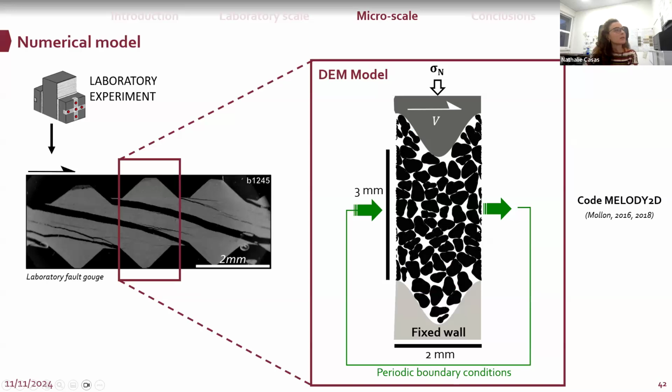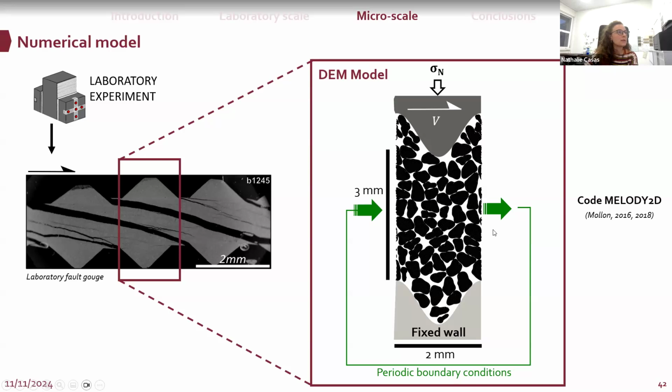That leads me to my second part on microscale modeling. We produced a second model, smaller this time, looking like this: a small part of the fault from the laboratory. We still have the bottom wall that is fixed, and the top wall that is submitted to normal stress and the shear stress velocity as our boundary conditions.